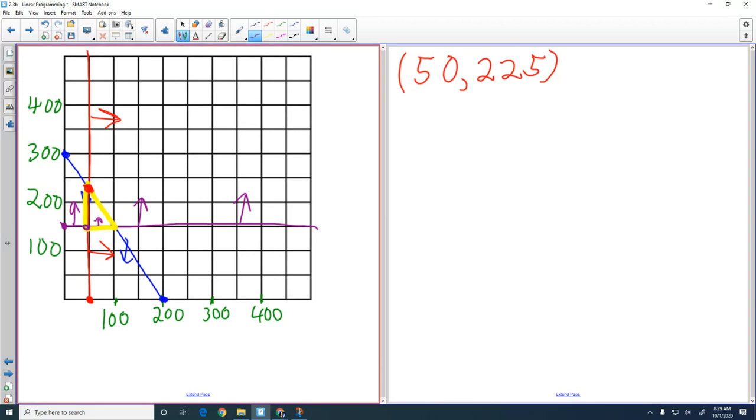So down here in the bottom left corner, that one's easy. I don't need to do any calculations because it's just on the line x equals 50. So I know the x coordinate is 50. And that horizontal line is the equation y equals 150. So I know the y coordinate is 150.